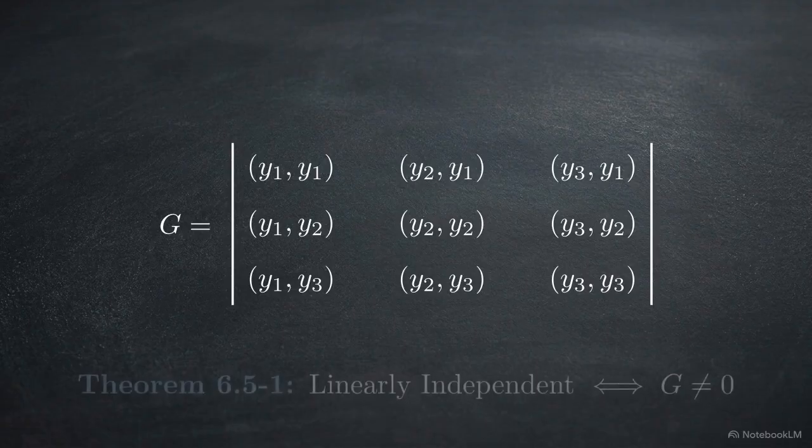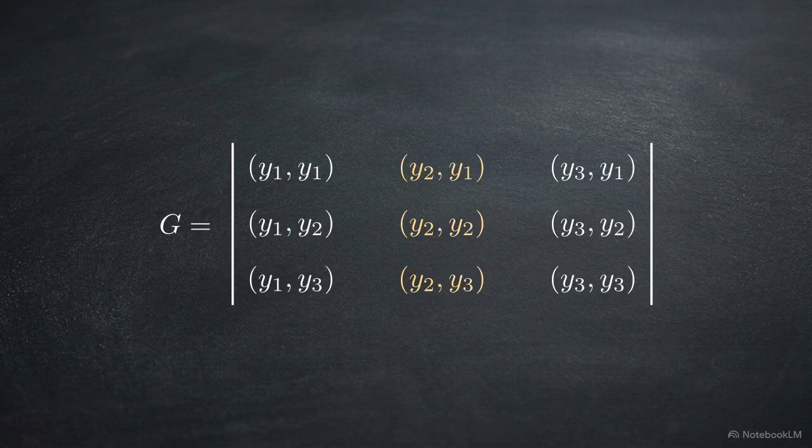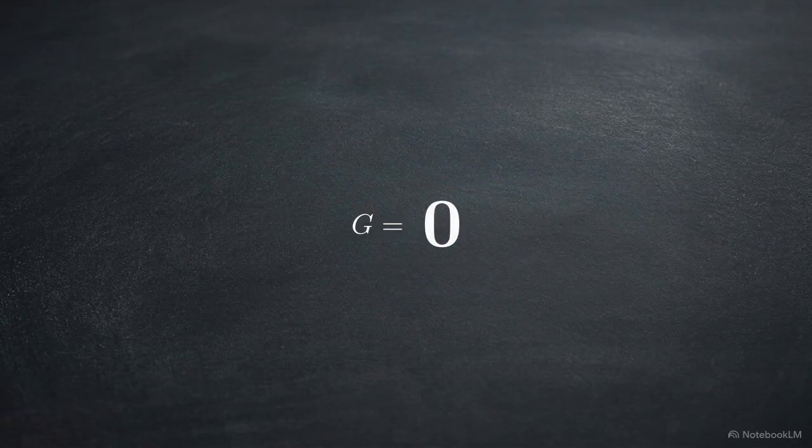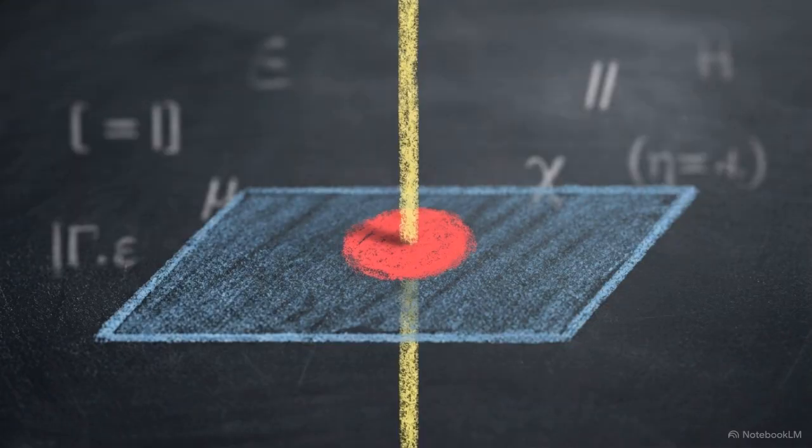Theorem 6.5-1 states that our basis elements are linearly independent if and only if the Gram determinant does not equal 0. If the vectors are linearly dependent, one of the vectors is merely a linear combination of the others. In the matrix, this renders an entire column redundant, forcing the determinant to 0. Conversely, if the vectors are strictly linearly independent, the determinant is non-zero. This proves the coefficient matrix is invertible, and our solution for the approximation is unique.